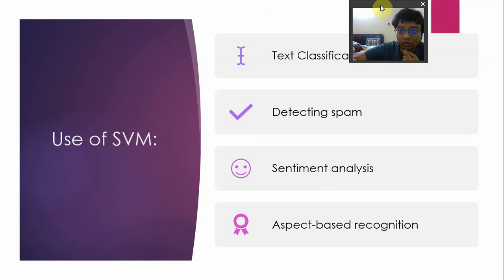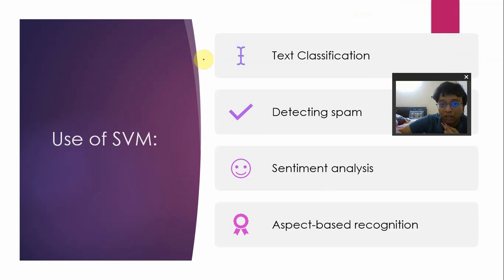Now, what are the use cases of SVM? Text classification, detection of spam, and sentiment analysis. Also, along with this, aspect-based recognition are the uses of SVM we find in practical life.